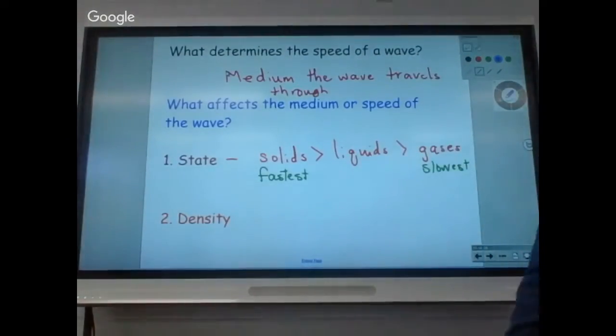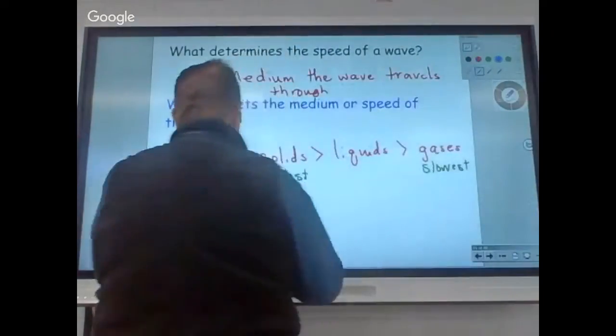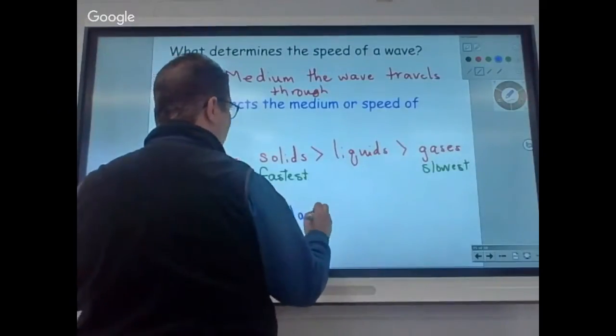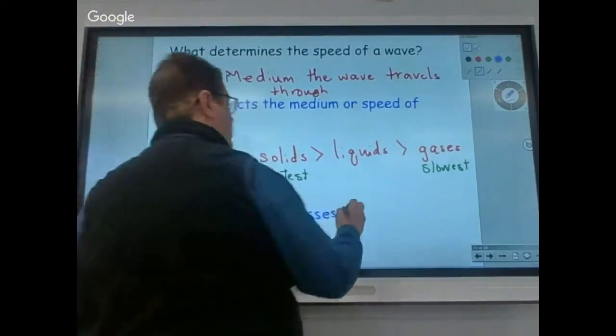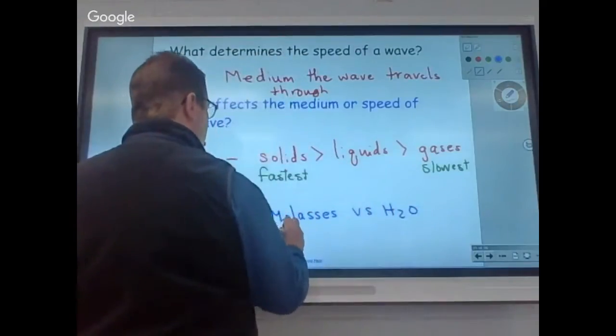Now, what about density? We've talked about density this semester. How does density affect a medium? Do you think a wave would travel better in something that's more dense or less dense? Let me give you an example. Let's say syrup, like molasses. Everybody knows what syrup or molasses is, right? It's really, really thick syrup, versus something like water. So molasses is going to be more dense.